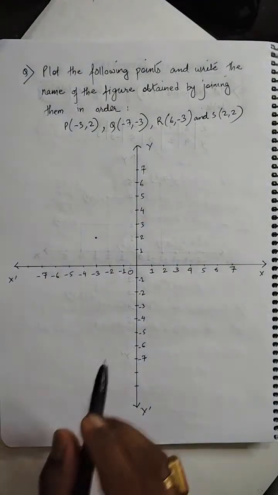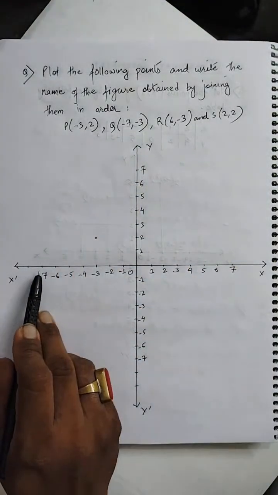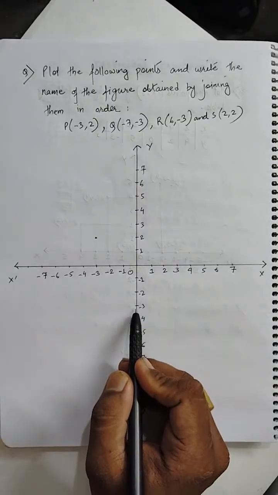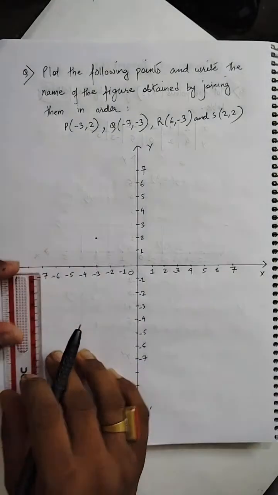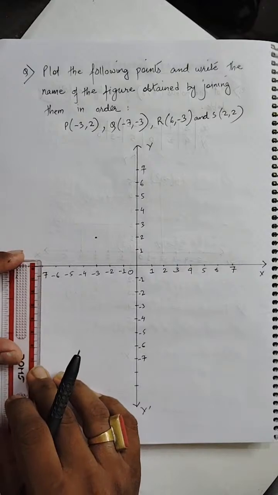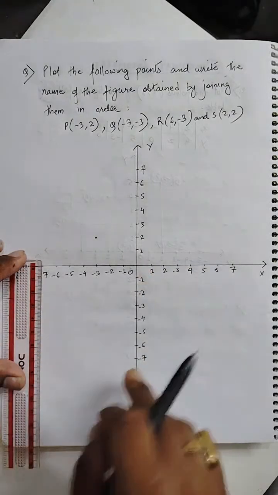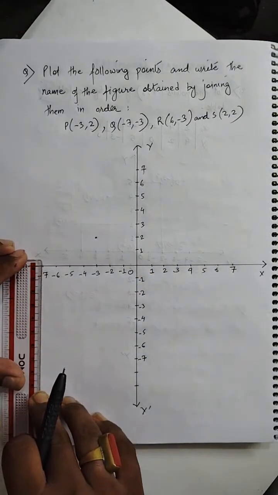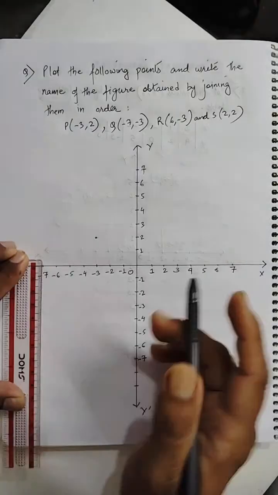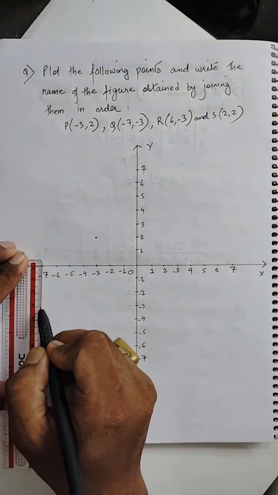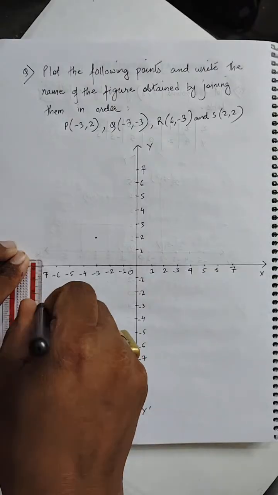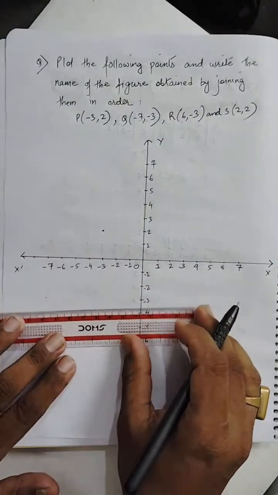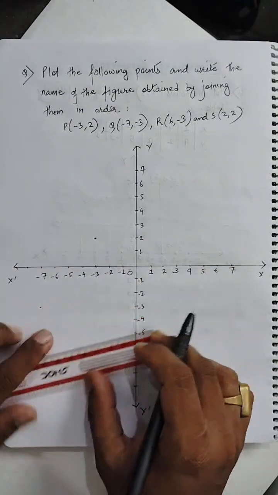Both the coordinates are negative, is it? So x is minus 7. So this is our minus 7 and y is towards minus 3. So we'll place the ruler and make sure that this is parallel to the y-axis. So we'll take 3 centimeter here. So this should be, yes, this is okay.